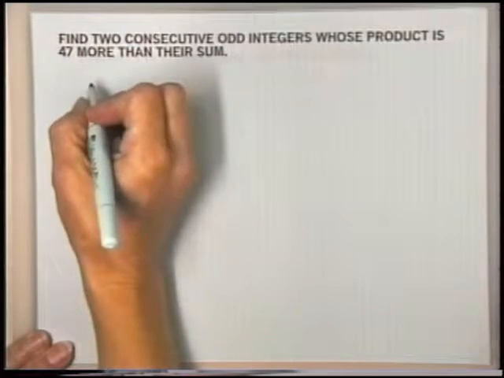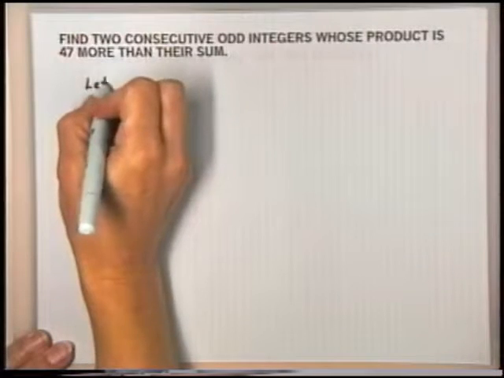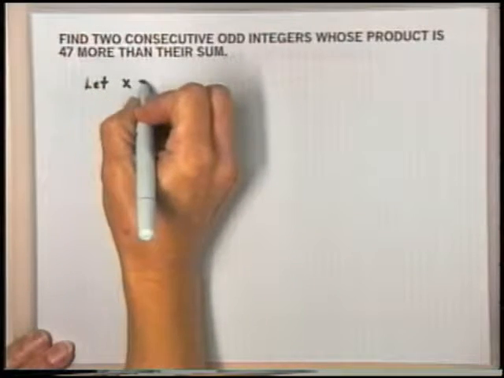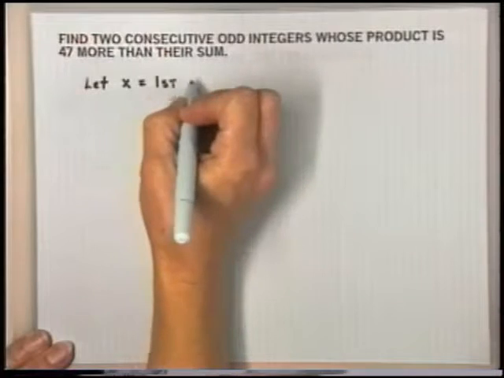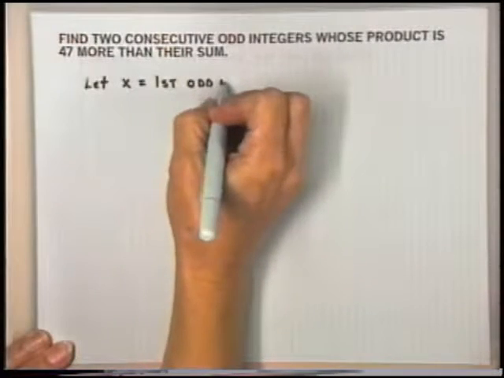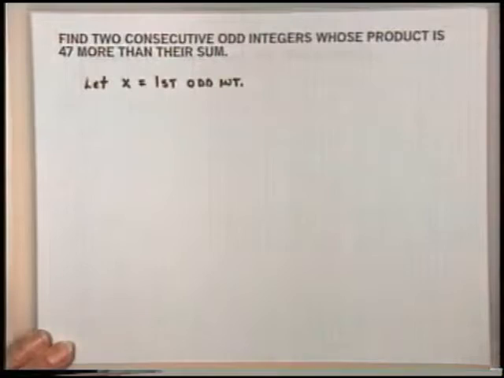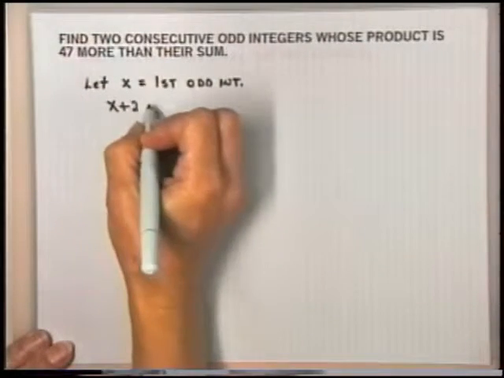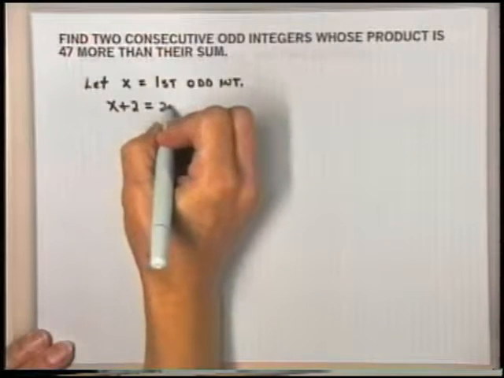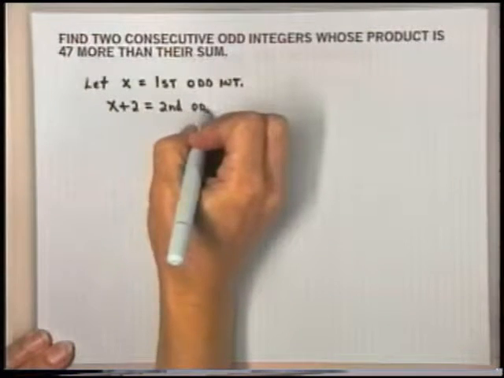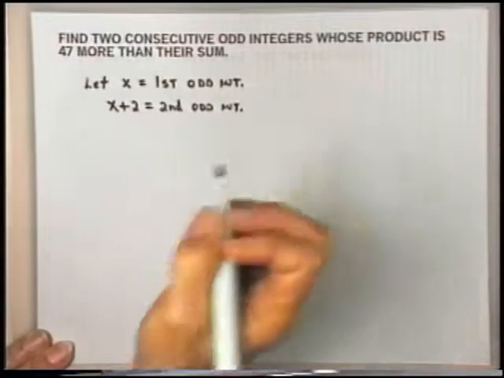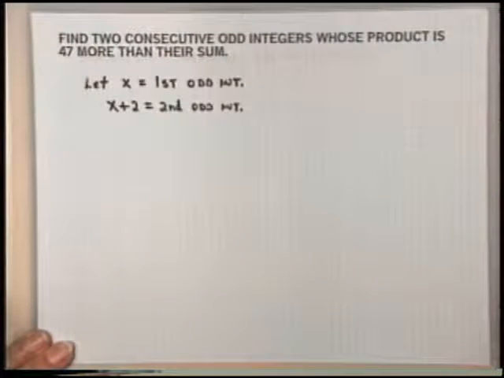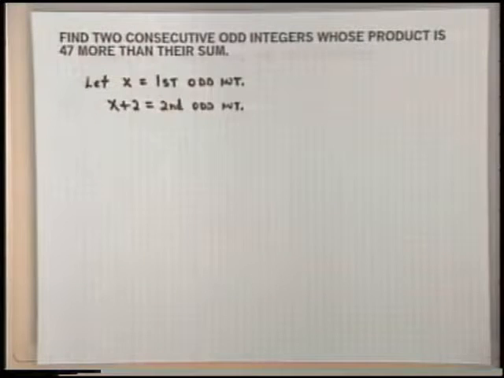To move from one odd number to the next consecutive odd number, you would have to add 2 to the first number. So let's choose the variable x, and we're going to write let x equal the first odd integer. And since we have to add 2 to that to get to the second odd integer, x plus 2 is going to equal the second odd integer. Now that we have labeled our variable, and a picture here is inappropriate, we're going to look closely at this problem to see if we can write an equation.